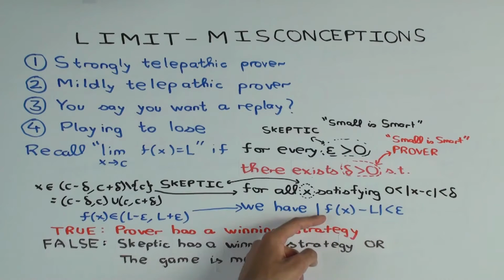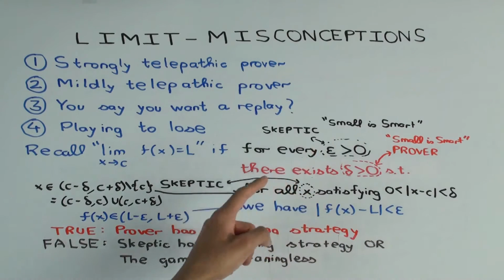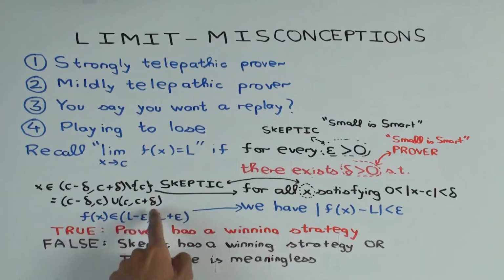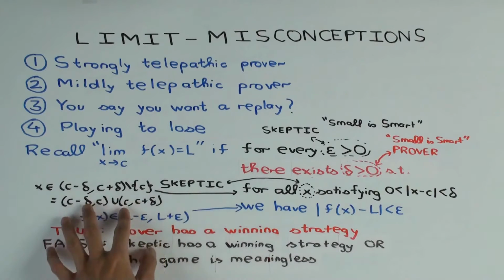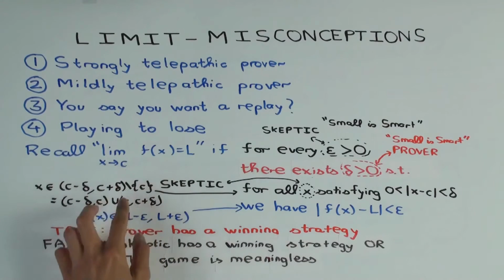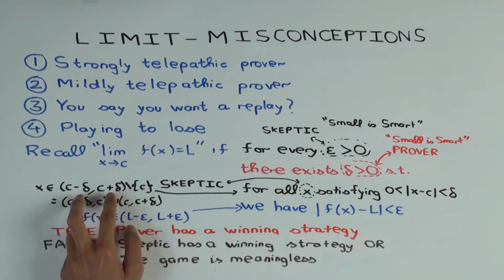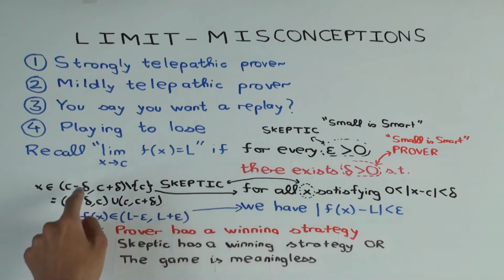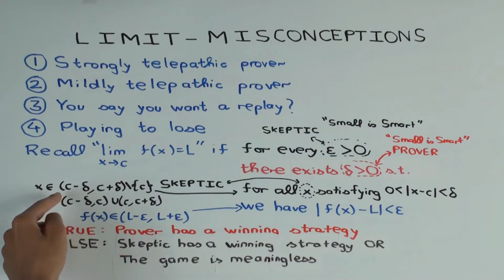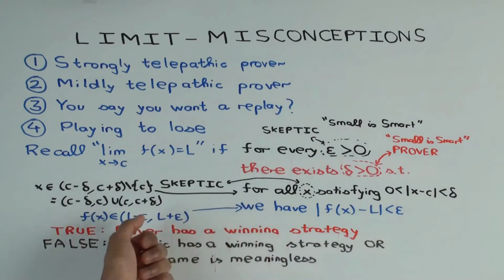Okay, so the skeptic is picking the neighborhood of the target point, which in this case is just the open interval of radius epsilon. The prover is picking the delta, which is specifying the neighborhood of the domain point, except the point c itself. So it's an open interval centered at c, excluding c. And then the skeptic picks an x in the neighborhood specified by the prover, and if the function value is within the interval specified by the skeptic, then the prover wins.